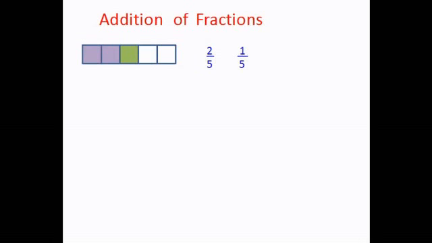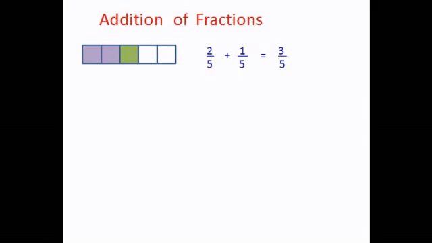So if I ask how much of the picture is colored, what I can do is add these two fractions. So I can say 2 over 5 plus 1 over 5 equals 3 over 5 of the picture is colored, regardless of which color it is. And you can see in the picture that 3 parts out of 5 parts are colored.